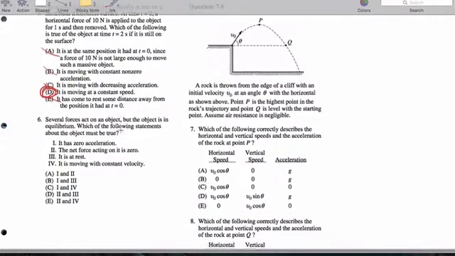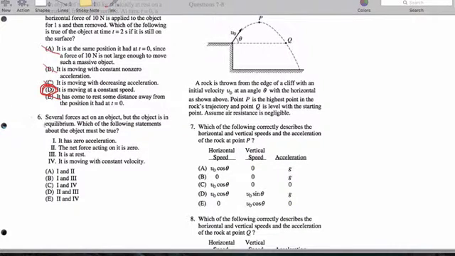Okay. Now, let's talk about objects in equilibrium. Several forces act on the object in equilibrium. We want to know what's true. It will definitely have zero acceleration. The net force is absolutely zero. But we really can't be sure whether it's at rest or moving at constant velocity. So really, A is the only choice here.